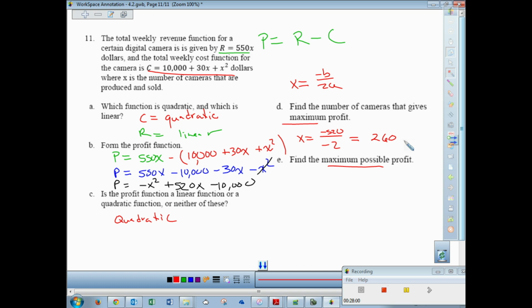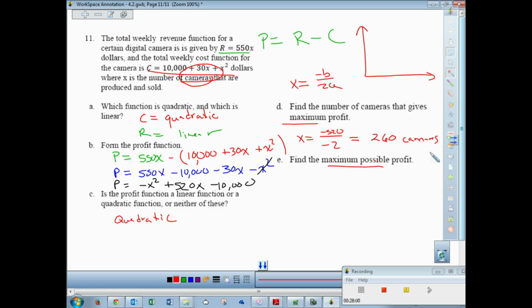Pretend you made a graph of this situation. There are 2 labels that are dealing with. There is cameras and there is money. Who's on the x-axis, cameras or money? Cameras. Didn't we just find the x value of the vertex? They want to know how many cameras. Well, I'll bet it's 260 cameras.